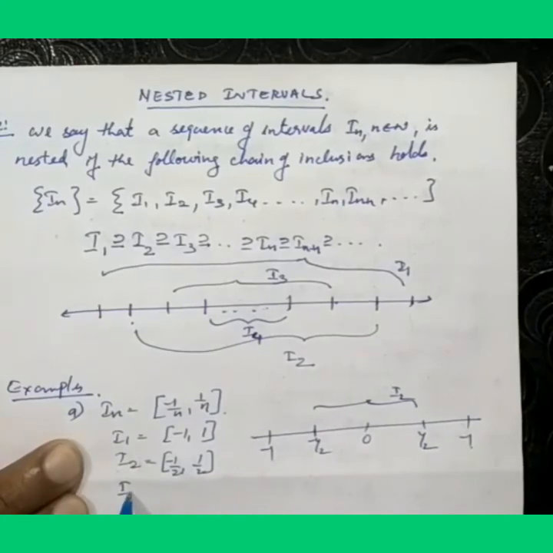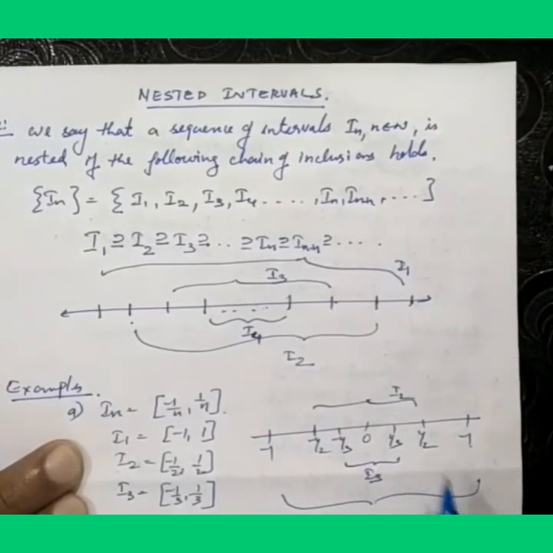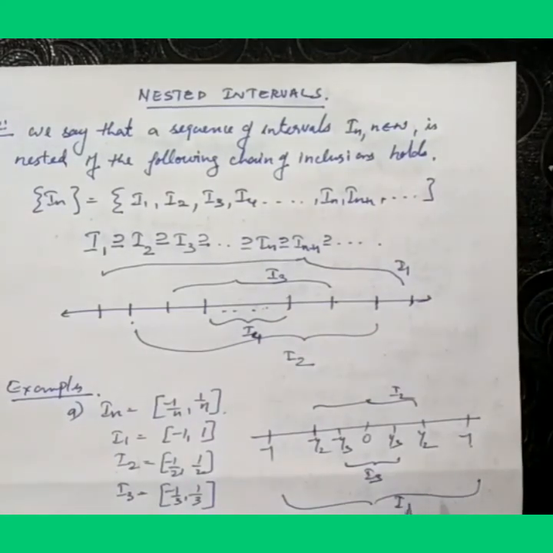Now what about I3? I3 is equal to the closed interval [-1/3, 1/3]. So here this will be -1/3 and here you'll be having 1/3. So this is your I3. So this should be renamed, right? So -1 to 1 is I1. I1 contains I2, I2 contains I3, etc.